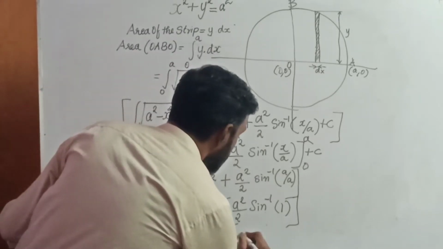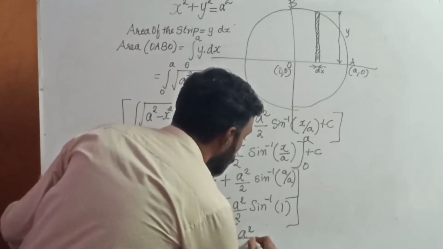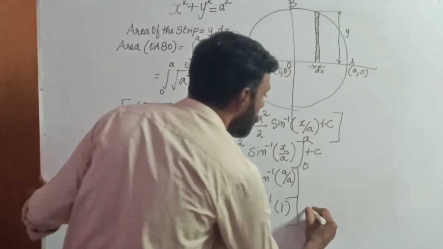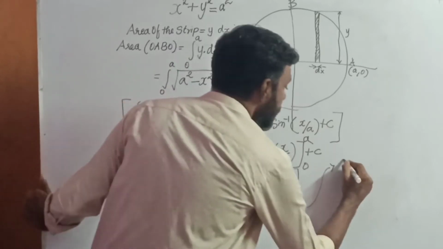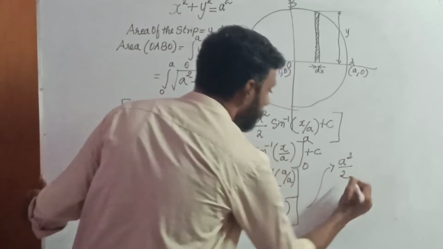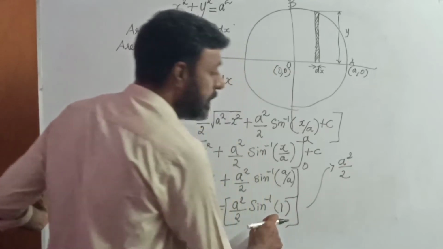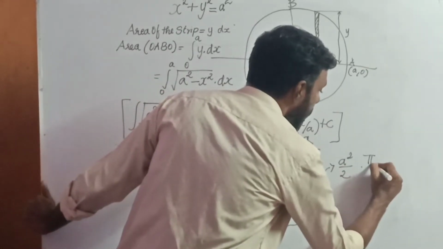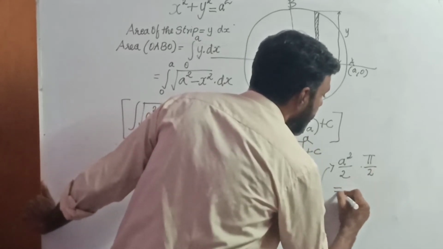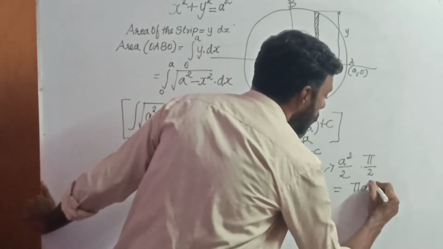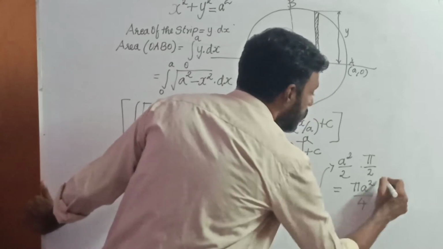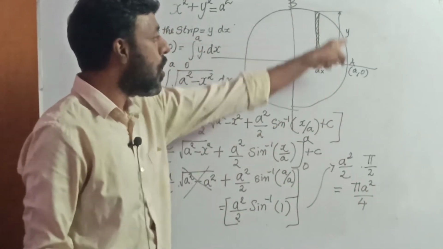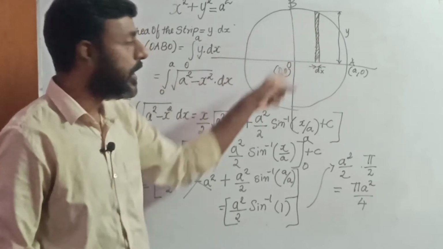So this is a squared divided by 2, or else I'll write over here if it's not visible. See, a squared divided by 2, sine inverse of 1 will be pi by 2, sine 90 is pi by 2, so into pi divided by 2. So I'll be getting pi into a squared divided by 4. So this pi a squared divided by 4 is the area of this region OABO.